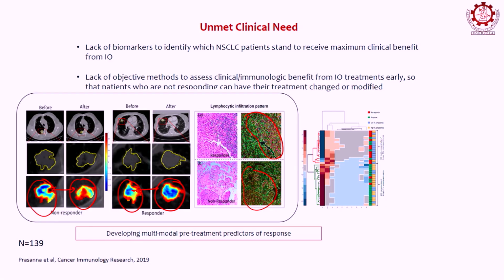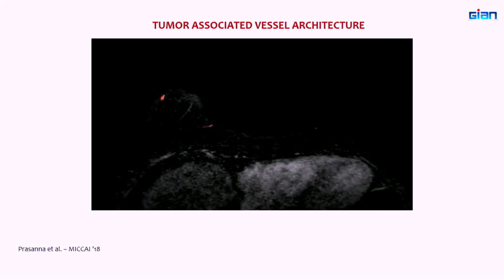So, in the responder they are more compact, in the non-responder they are sort of more spread out. So, which means that there is some connection between the lymphocytic infiltration pattern of the responders and the corresponding radiomic features, and that is something that we try to investigate using this plot, where we showed that higher expression of certain radiomic features are reflective of different infiltration patterns of lymphocytes. So, again the goal here was to develop multimodal pretreatment predictors of response.